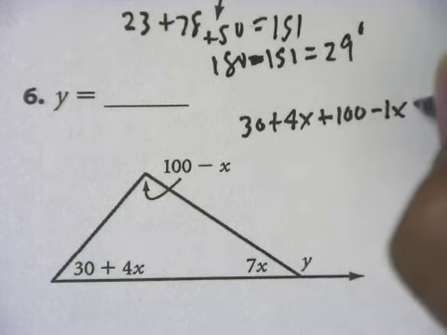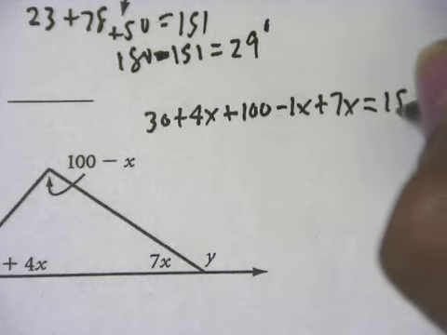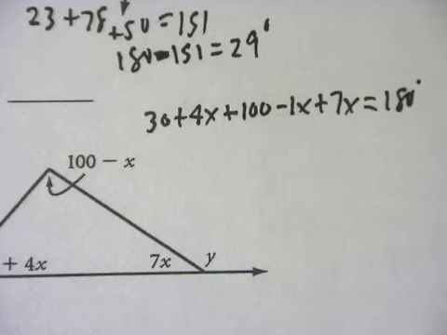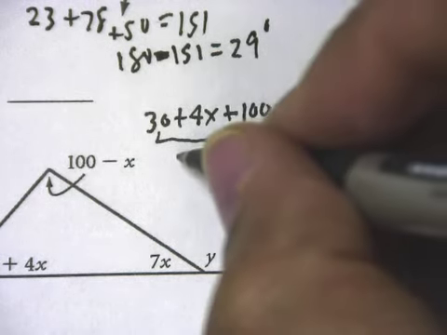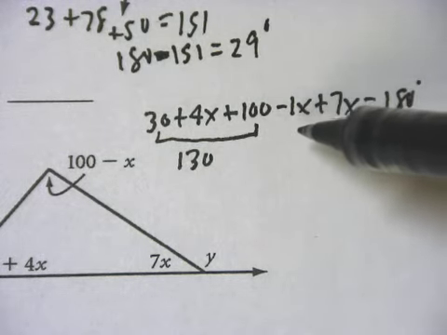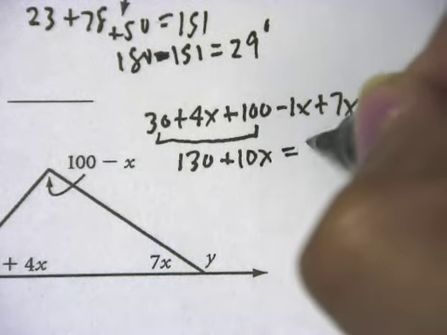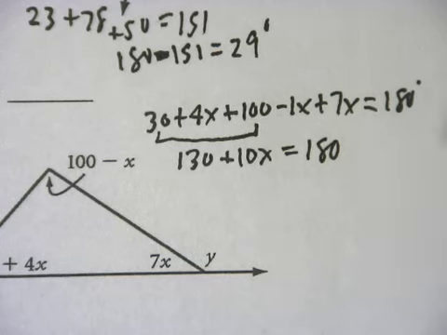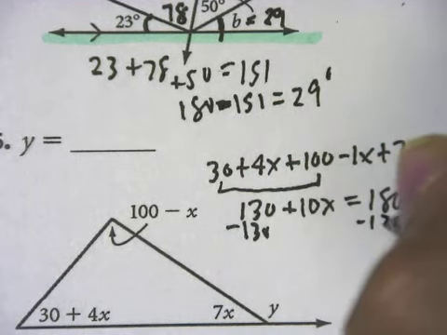180 degrees. So if I take 30 plus 4x plus 100 minus 1x plus 7x, all of these angles together should equal 180 degrees. And now all I have to do is combine like terms. Well, 30 plus 100 is 130. 4x minus 1x is 3x. And 3x plus 7x is 10x. And that's equal to 180 degrees.